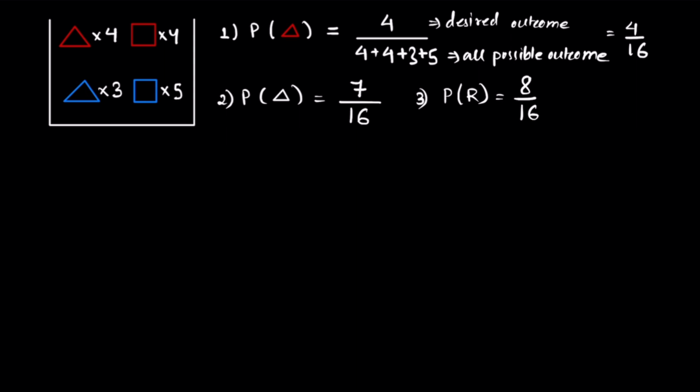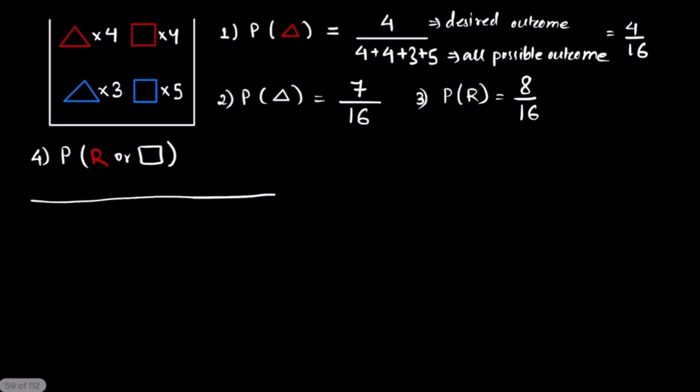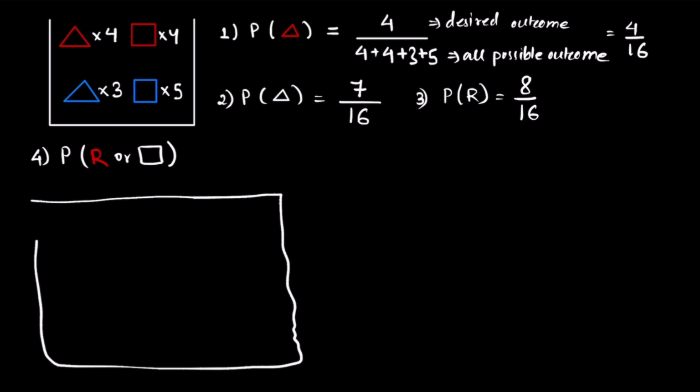Now here's your tricky question. That is, what is the probability of getting a red or a square? Let me show you with the help of a Venn diagram. So this is the Venn diagram.